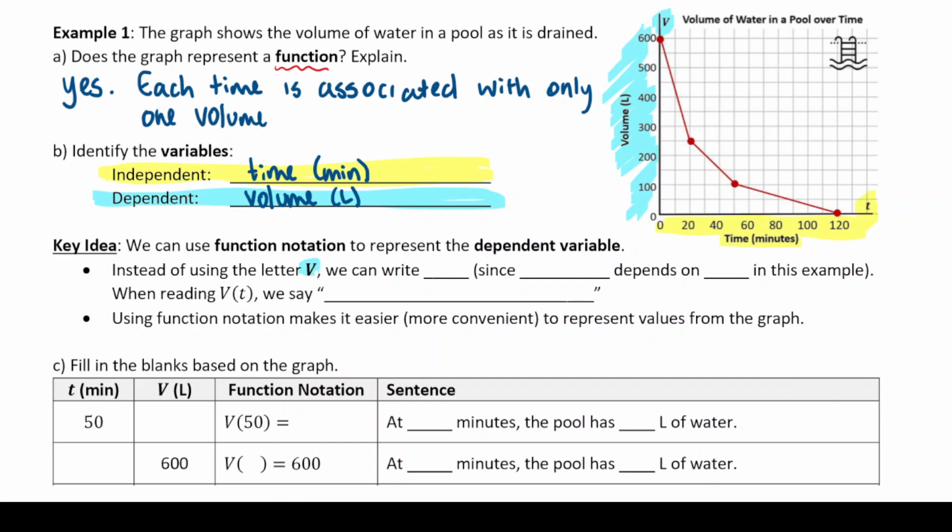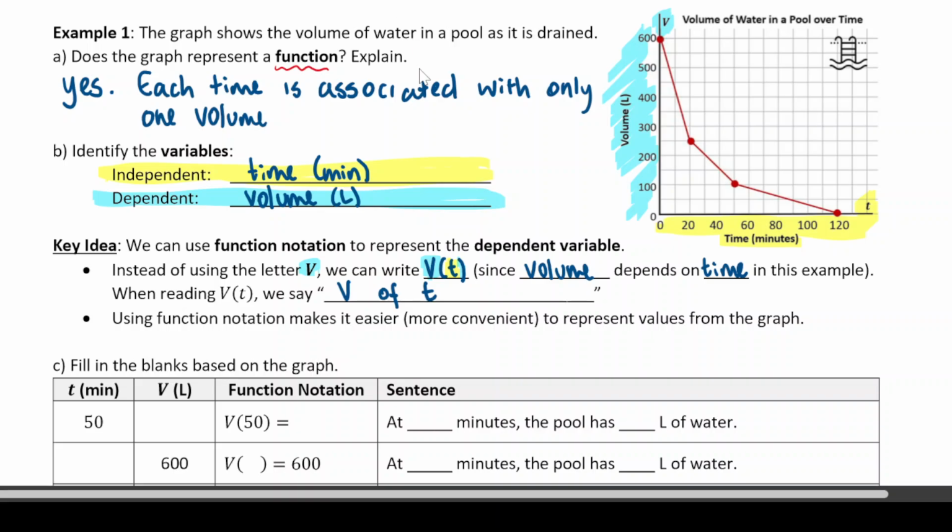And instead of writing V, we can actually write function notation and be a little bit more specific. So we can write V and then in brackets a T next to it. And what that means in math when we write that is that we're identifying the variable volume, but we're also saying what it depends on. So in the brackets is the variable that volume depends on. In this case, it's time, right? And so here in the blanks, volume depends on time. And when we say this out loud, when we're reading V and then in brackets T, we say V of T.